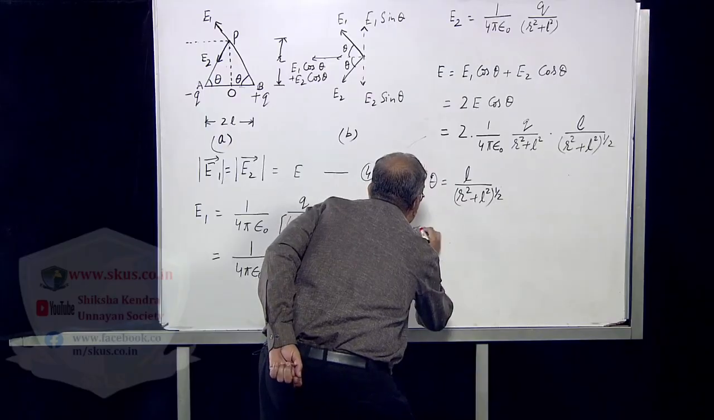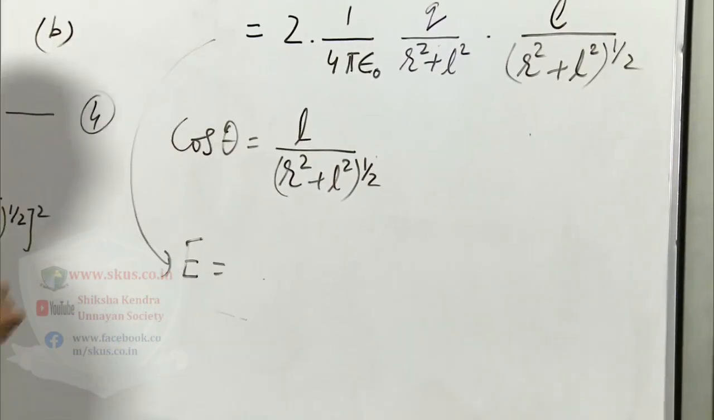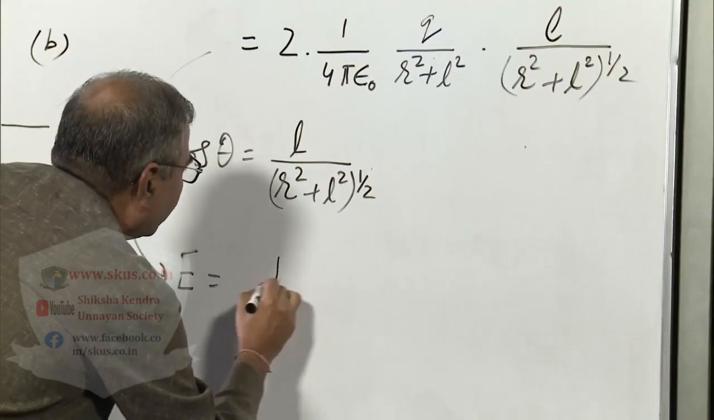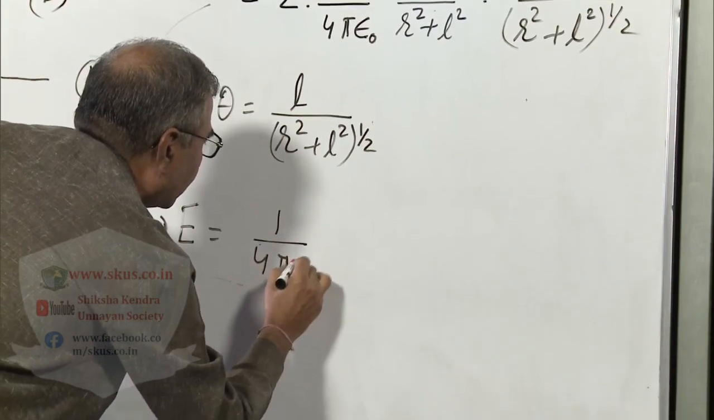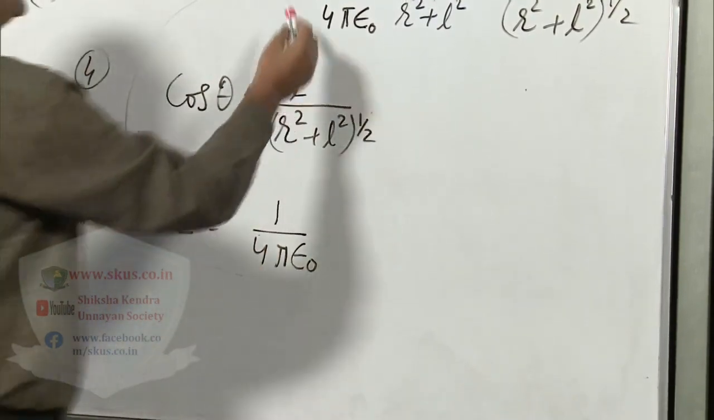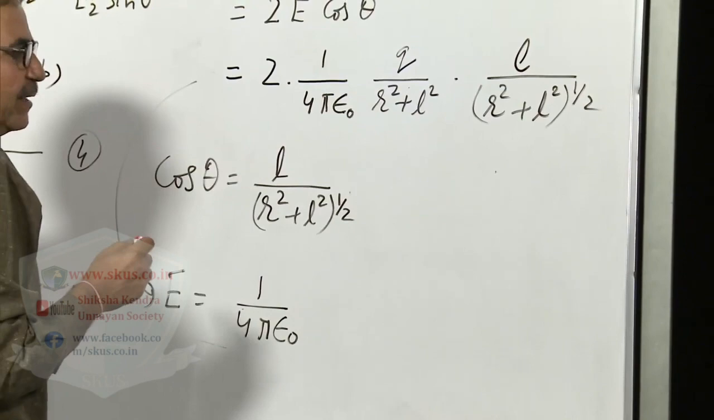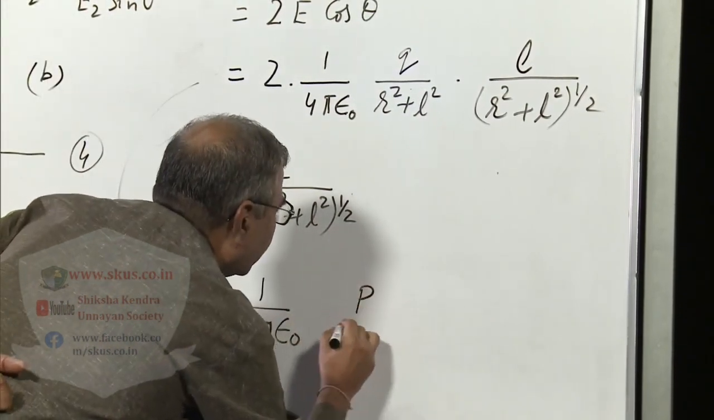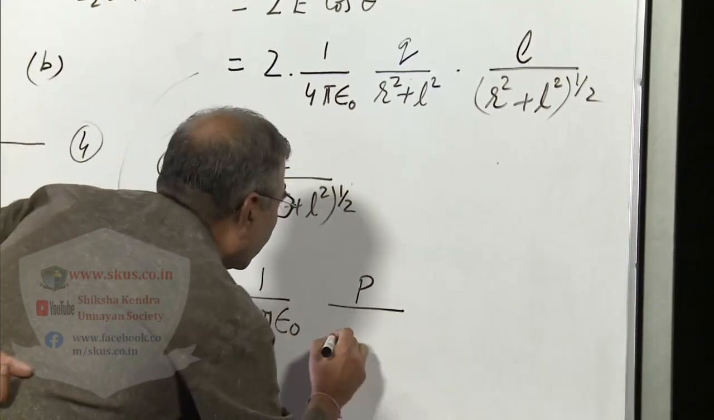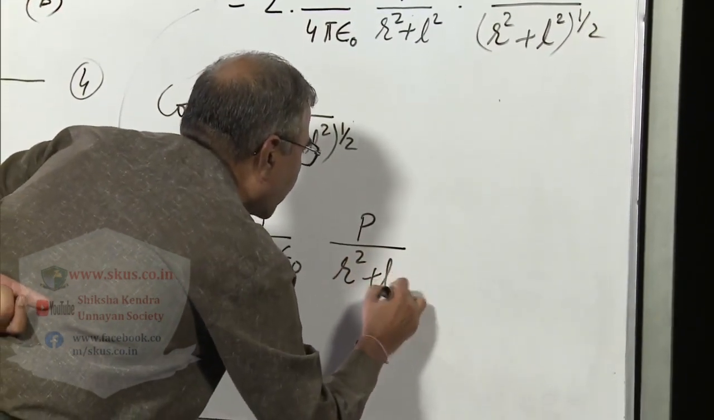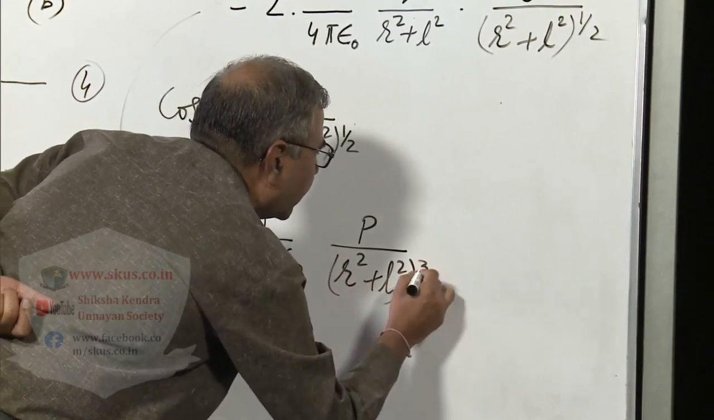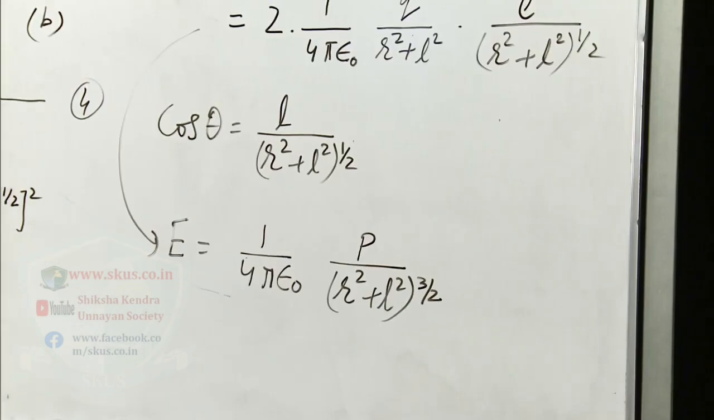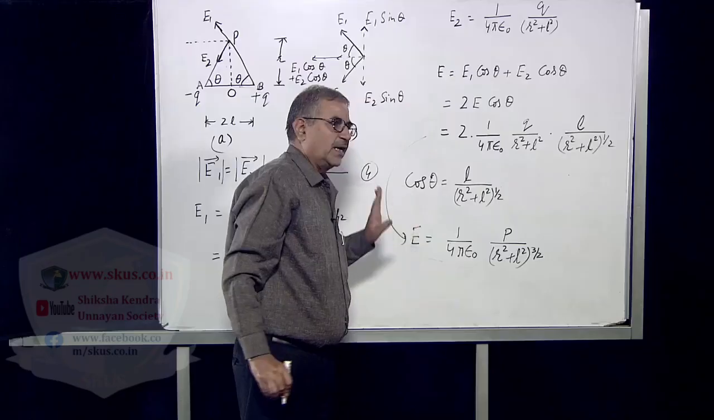Now again writing the expression for the electric field. Using necessary mathematics, we have 1 upon 4 pi epsilon naught. This 2qL is replaced by P. We know that 2qL is nothing but P, the dipole moment. So P upon r square plus L square raised to power 3 by 2. So this is the expression for the electric field. We have found the magnitude of the electric field here.